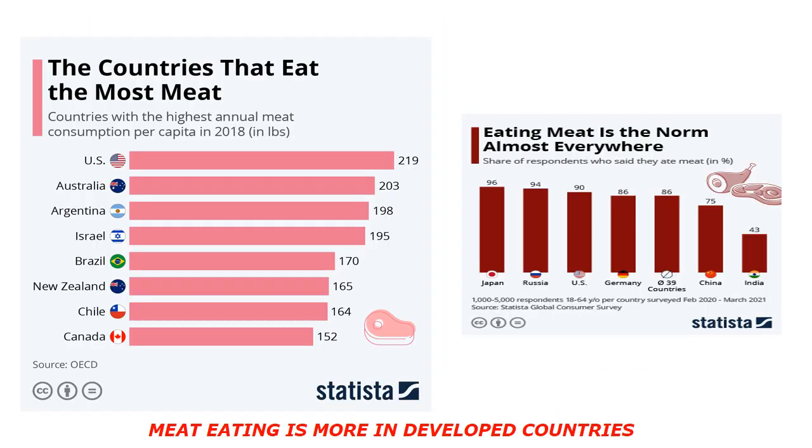Here we are seeing meat eating in different countries, and it is very clear that meat eating is more in the developed countries. On the left side we can see the highest is the US at 219, followed by Australia, Argentina, Israel, Brazil, New Zealand, Chile. Similarly, on the right side we can also see meat eating is more in Japan, Russia, US, Germany. So we can conclude that all the developed countries are eating more meat, and this has a relation with health and longevity, which we are going to see in the next one.